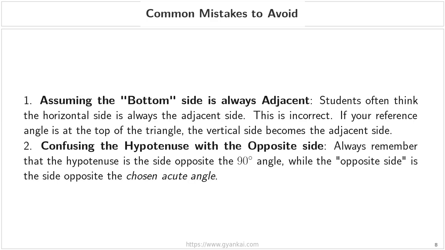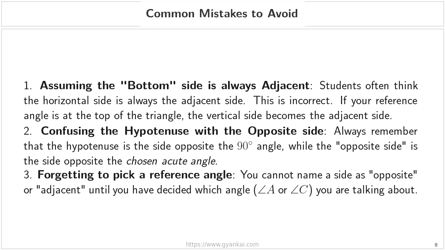Second, please be careful not to confuse the hypotenuse with the opposite side. These two are distinct. As we learned in slide 2, the hypotenuse is fixed. It is always the longest side and is always located directly across from the 90-degree angle. The opposite side, however, is relative. It is the side facing your specific, chosen acute angle. Don't let these 2 definitions overlap in your mind.